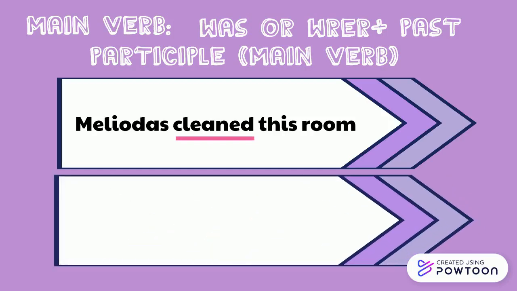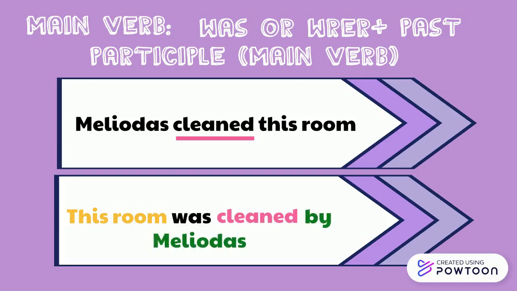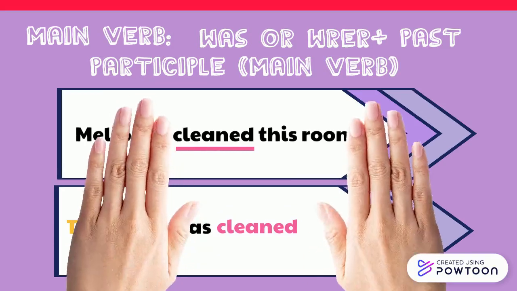The object of the previous sentence will take the place of the subject. Then, we put the verb to be in the tense of the main verb, which is simple past. Then, the past participle of the main verb cleaned. And we end the sentence by adding the agent, which is the subject of the previous sentence.